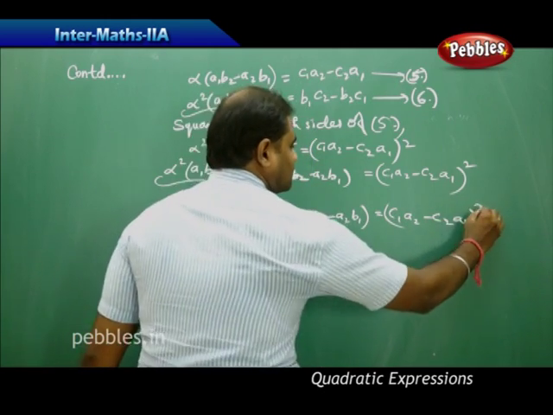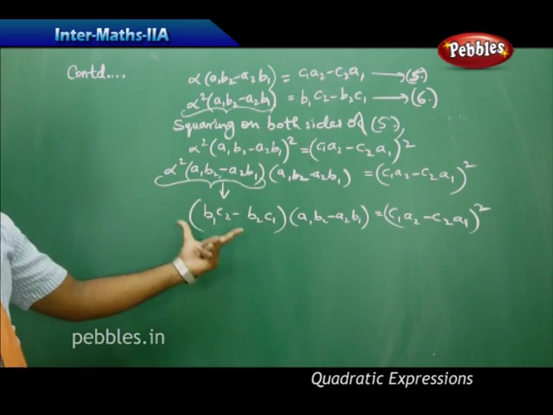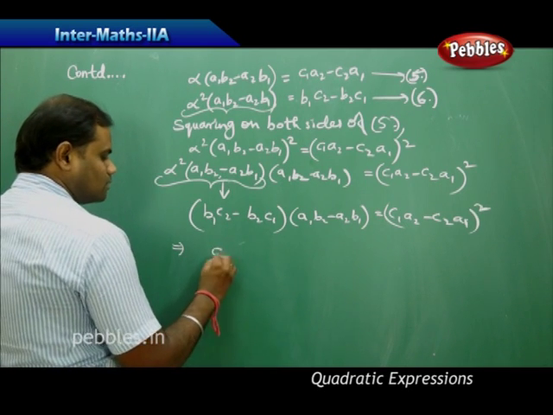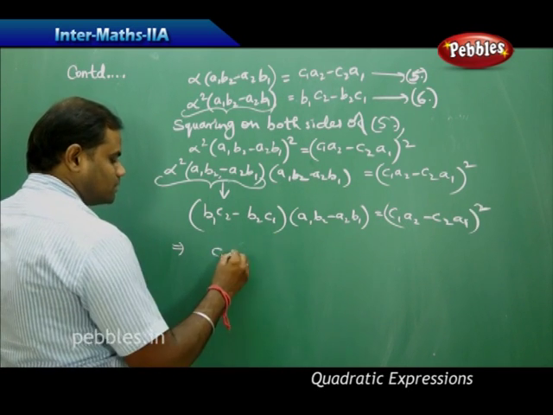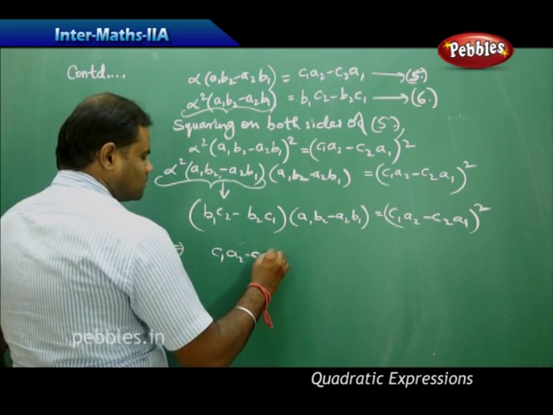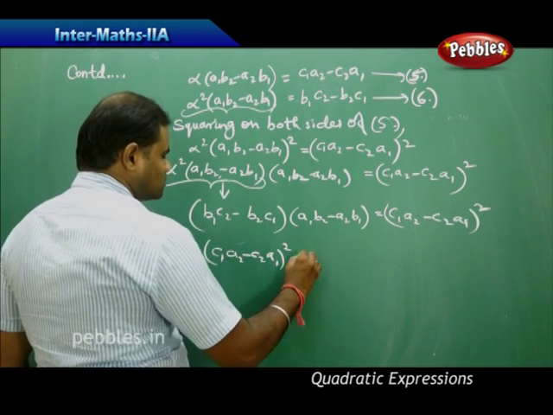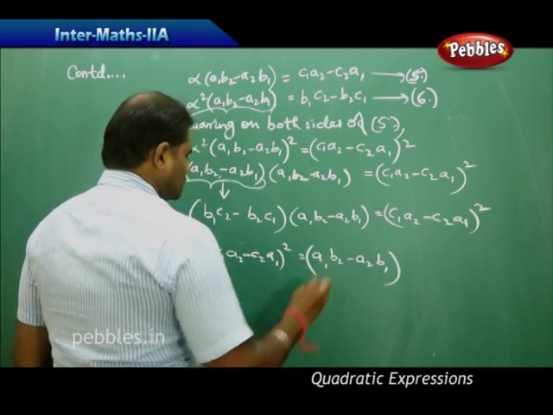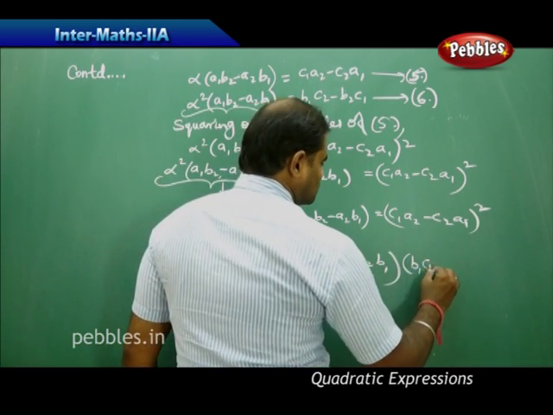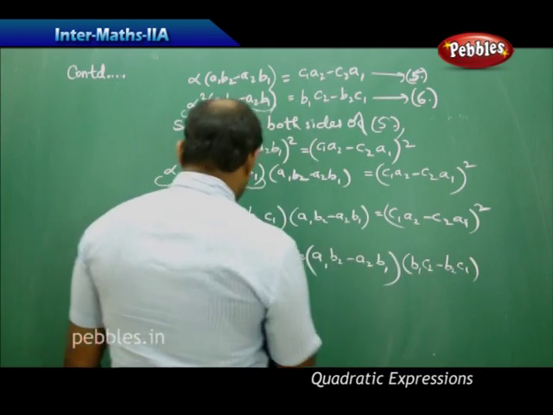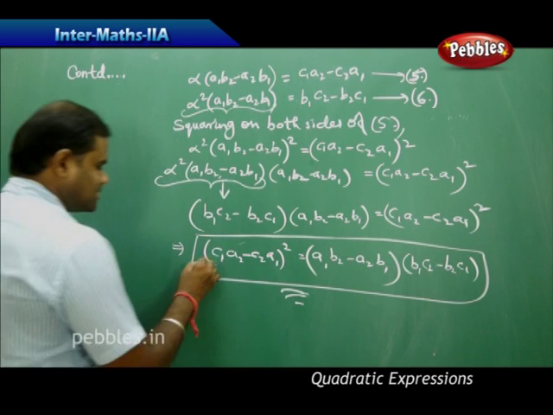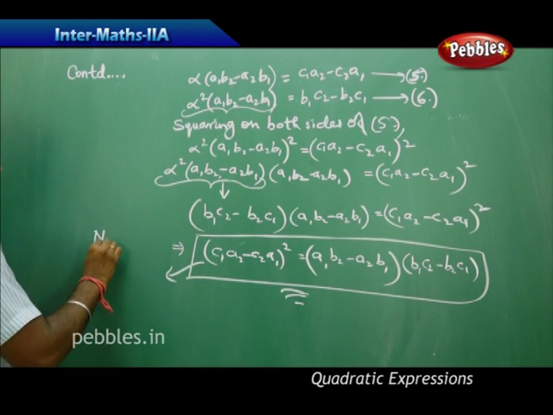Whole square is what I get when I substitute this here. So rearranging, I get the left hand side of this term as (C1A2 minus C2A1) whole square, which is equal to (A1B2 minus A2B1) into (B1C2 minus B2C1), is what we get as the necessary condition.